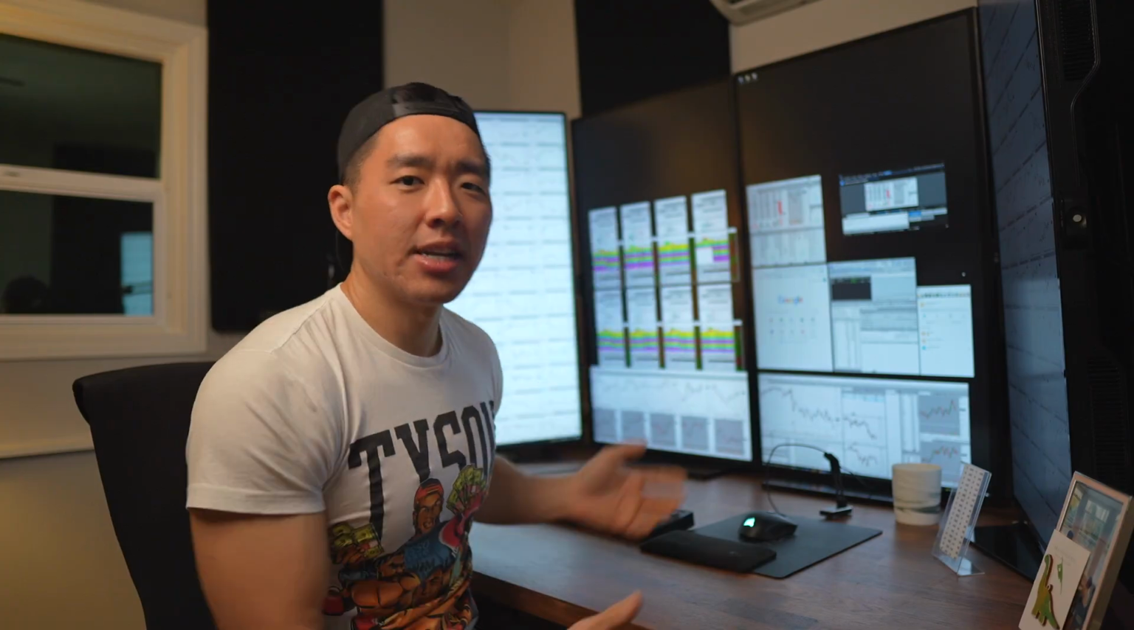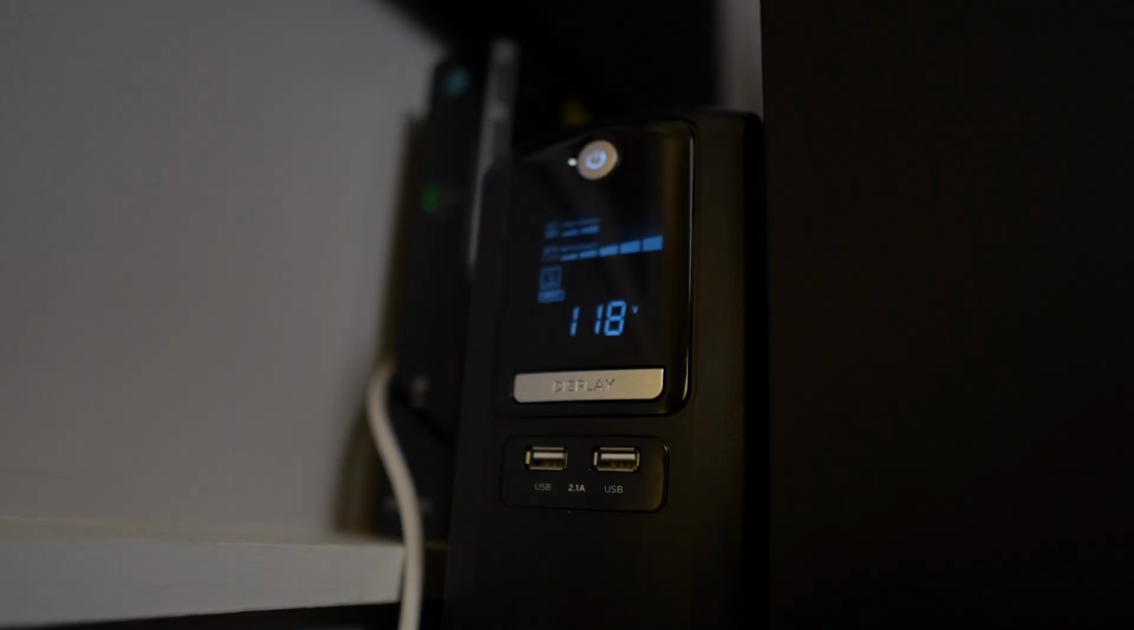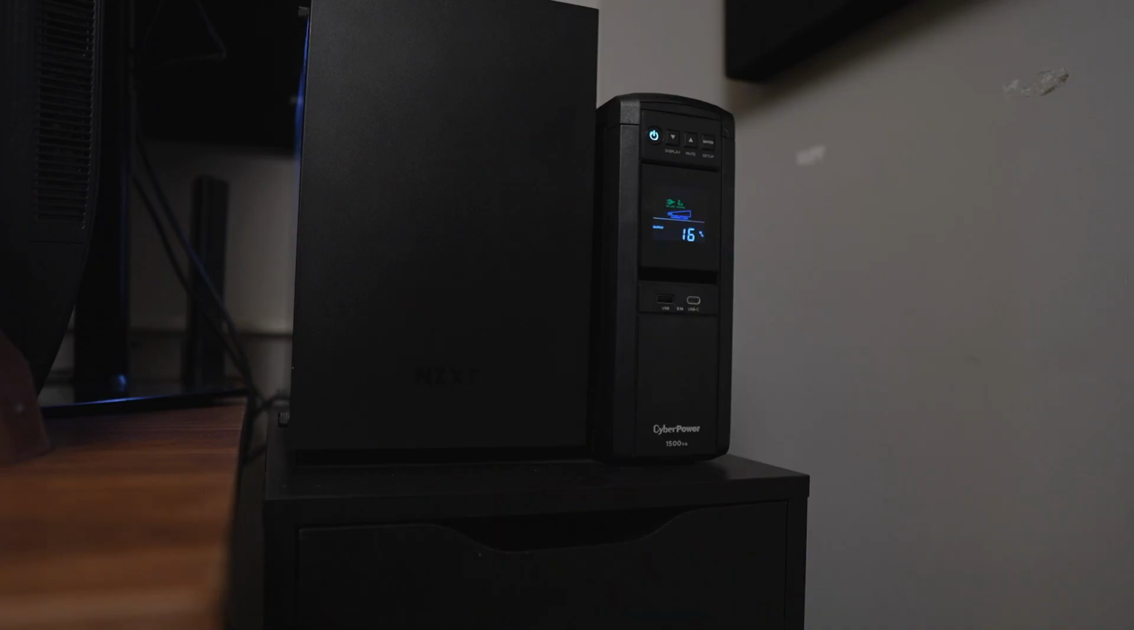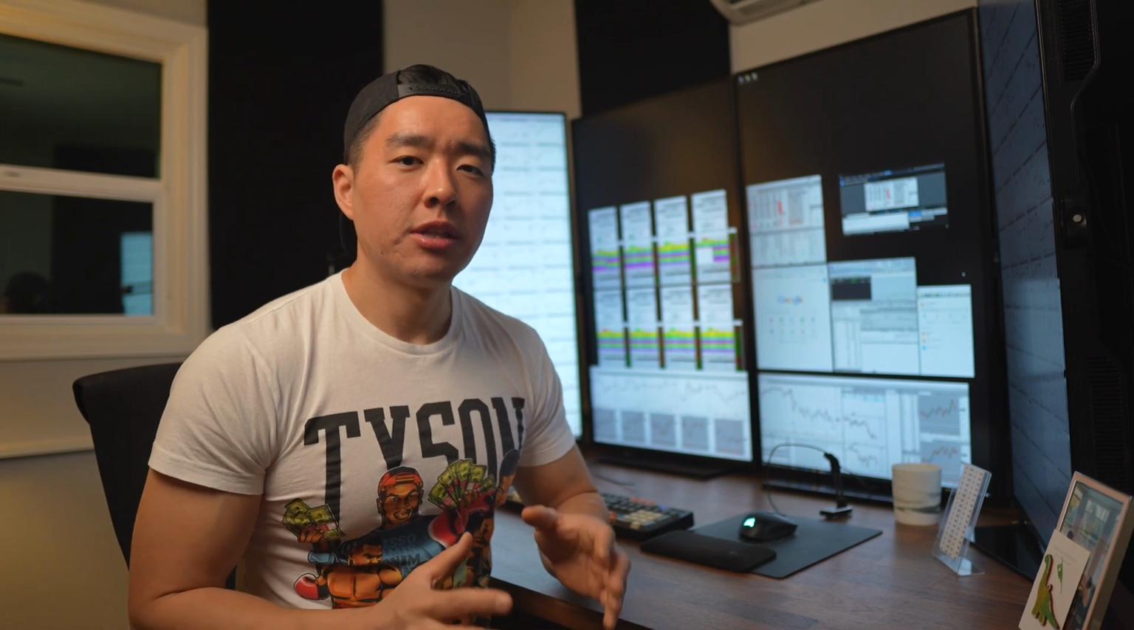Which brings us to a full circle, and this entire setup is all connected to two backup power supplies, one on each side. So in case there's a power outage, this will give me about 15 minutes of power to close out of any positions or whatever. And yes, this has saved me a couple of times. And the cherry on top is that I have two internet providers because outages can happen, so I doubled down on that as well. So that's my current day trading setup.